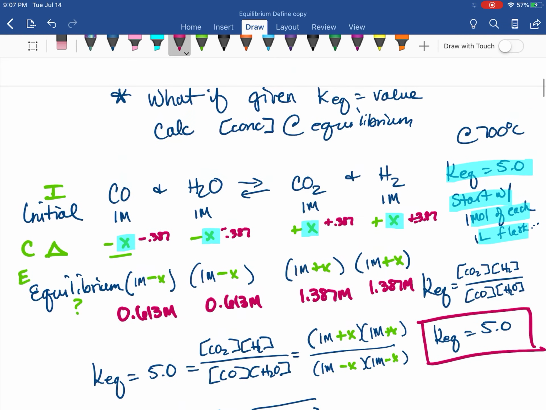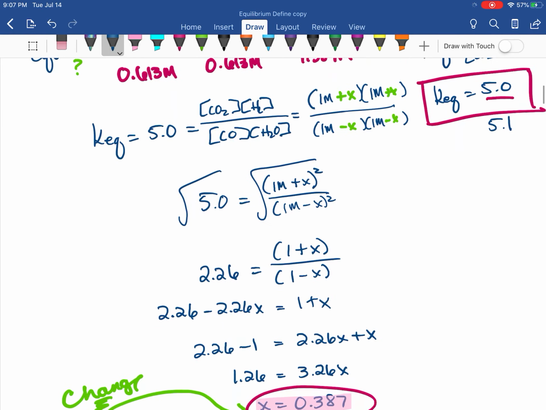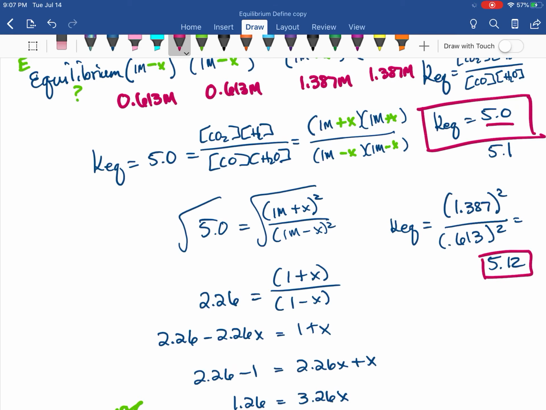And for fun, you can plug back in and check. And I think you'll notice that I probably wrote a 5 up here, but we might be closer to 5.1. So how do you actually check that? You can plug those numbers right back in, and let's see what you get. And you should get darn close to that KEQ.